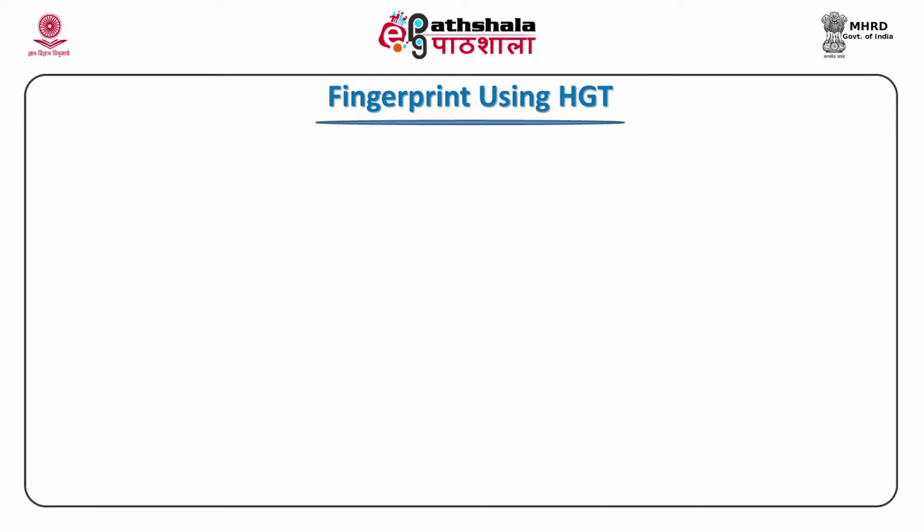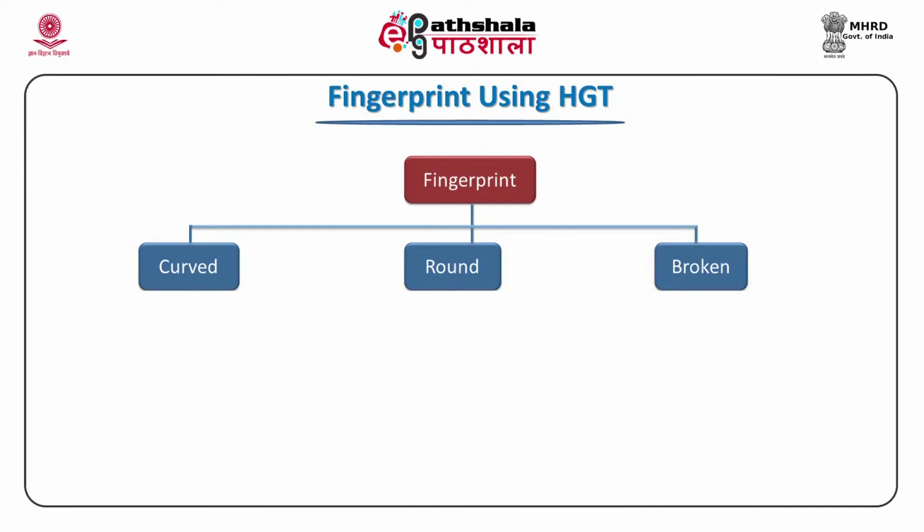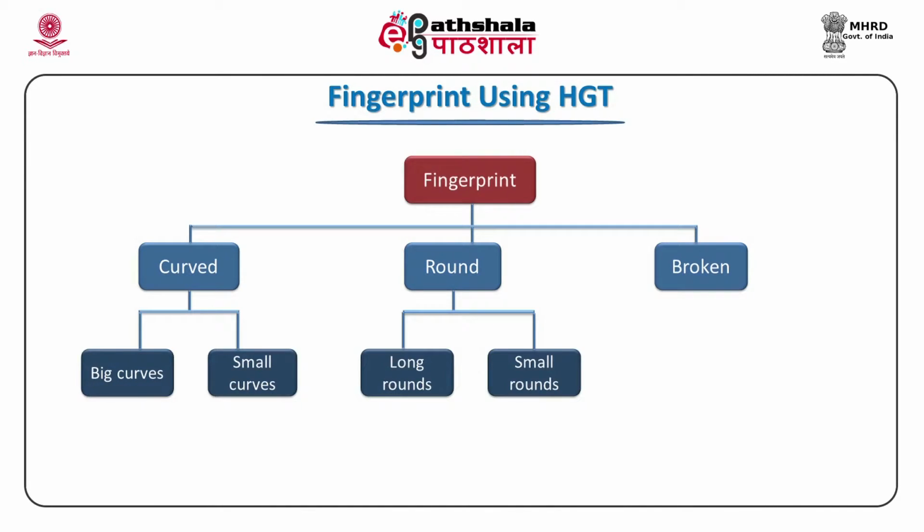So, this slide actually talks about one example. Fingerprints can be divided into curved and round and broken and all that. Then curved can have big curves and small curves, and round can have long rounds and small rounds, and so on and so forth. Okay. Now, let us see how the next method, called breadth first search, works.